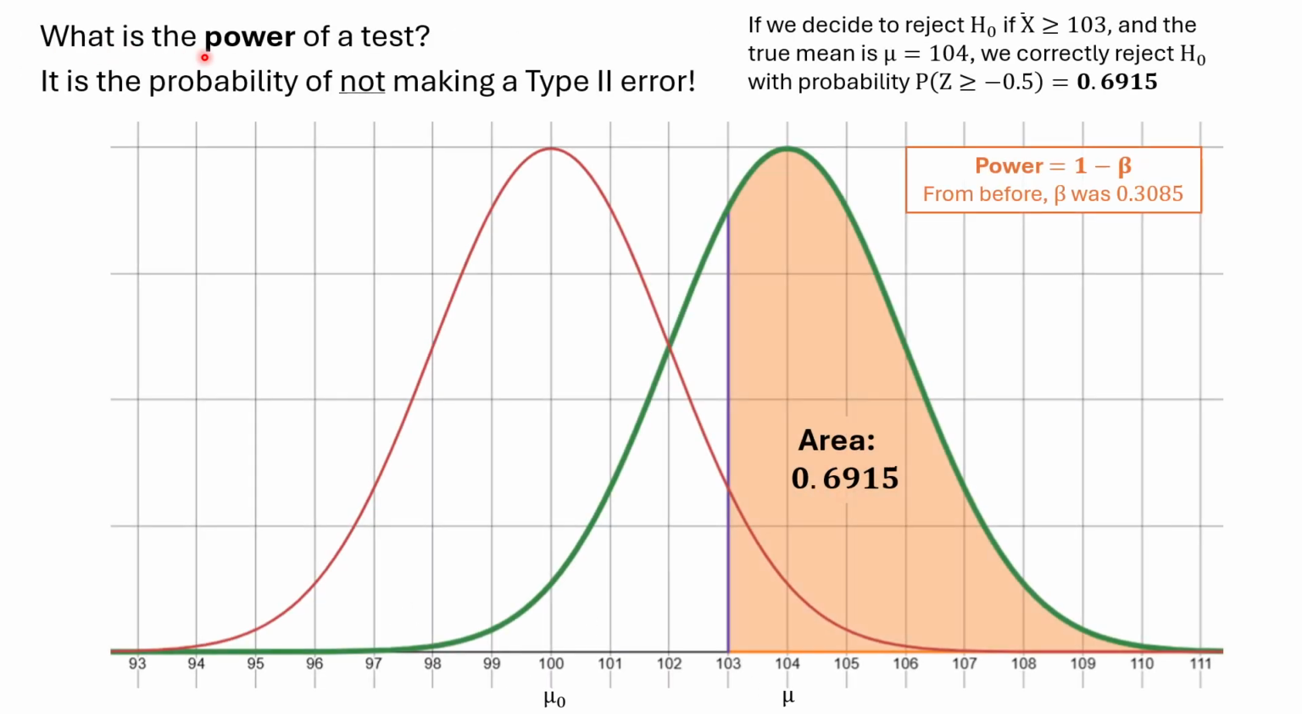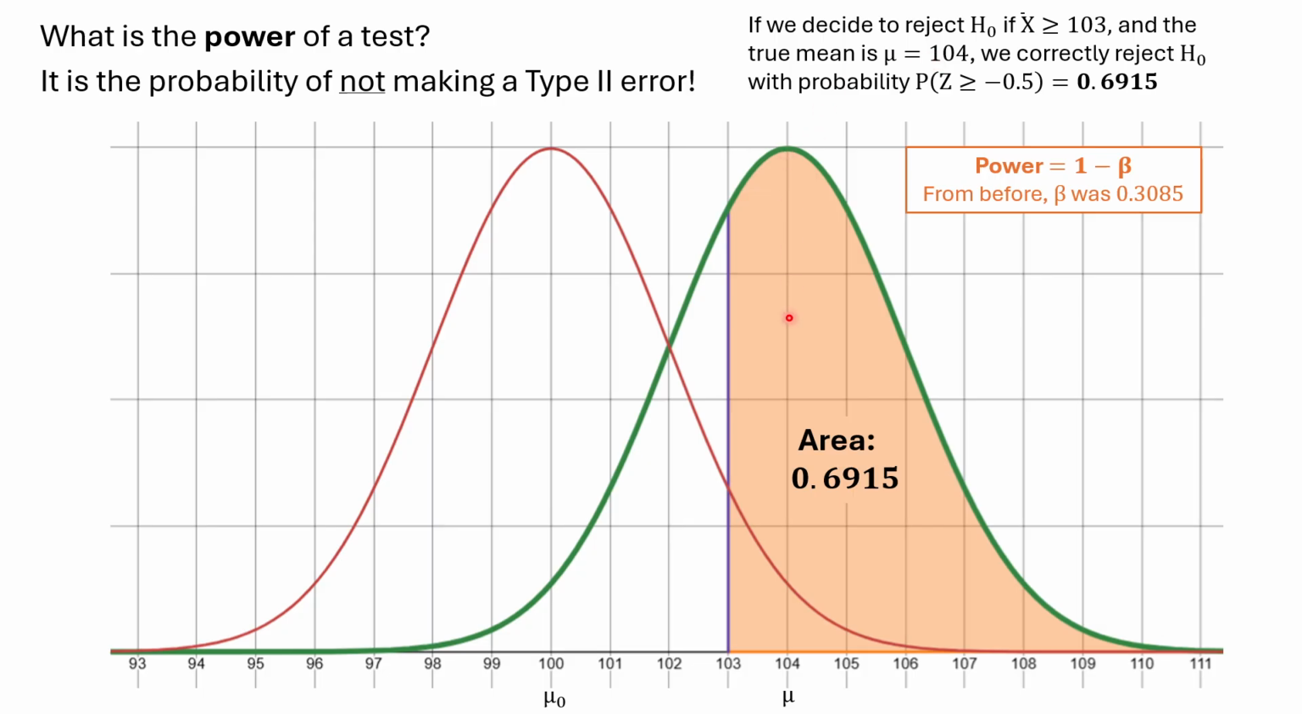Now we're ready to talk about the power of a test. It is the probability of not making a type 2 error, meaning if the alternative hypothesis is true, the power of the test is the probability of rejecting the null hypothesis and correctly claiming the alternative hypothesis. So here, because before we had beta, the probability of making a type 2 error of 30.85%, the power of the test is going to be 69.15%.